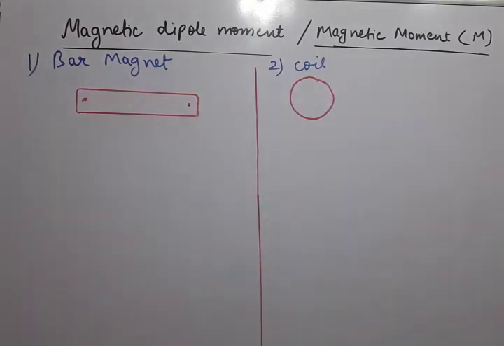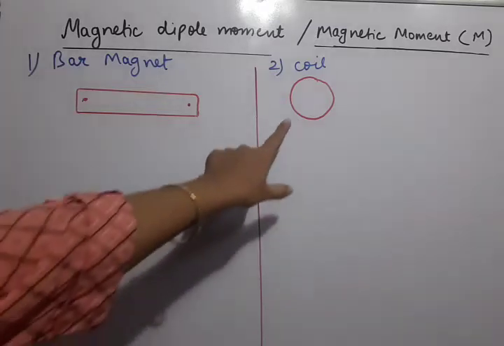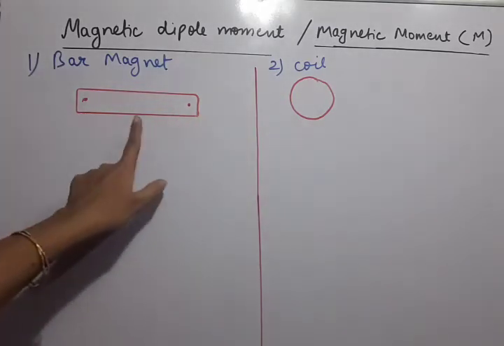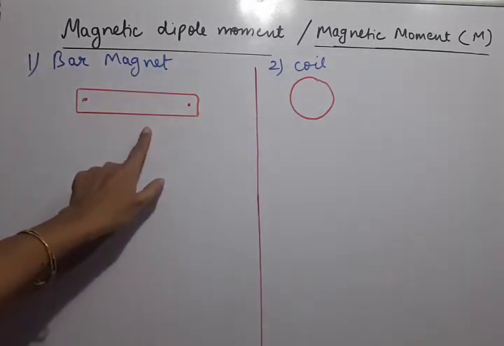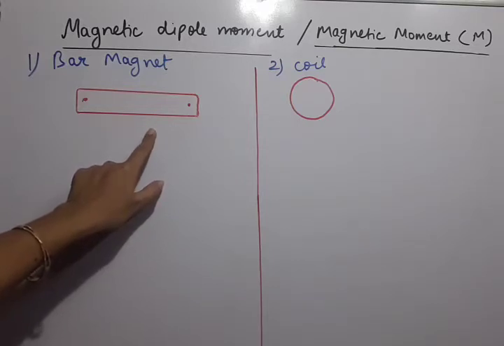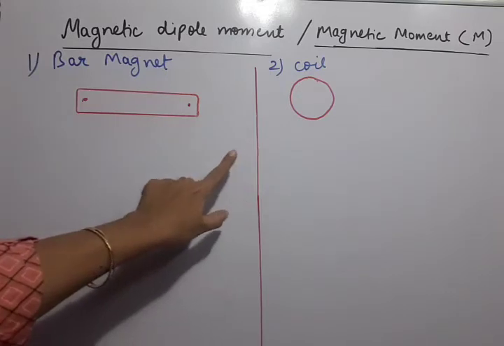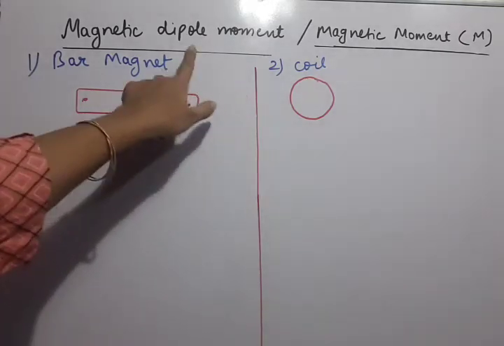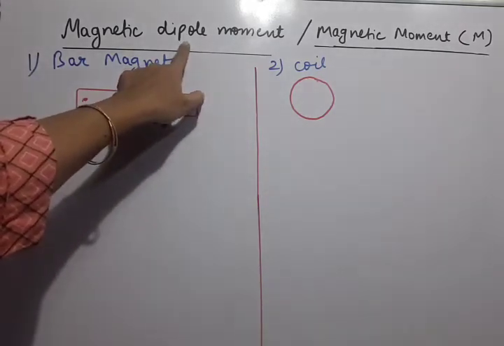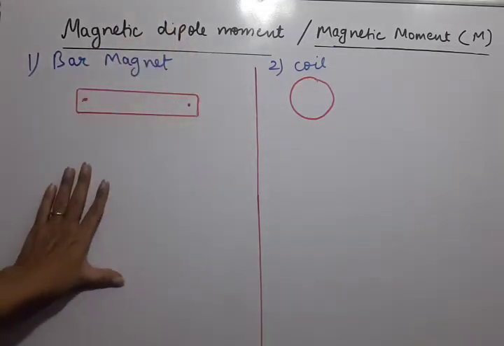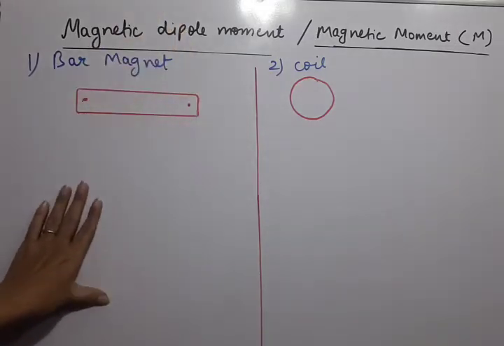Why two devices? Because in magnetism there are two sources. Current can produce a magnetic field, and a magnet itself can also produce a magnetic field. So let us discuss the two devices one by one and understand what their dipole moment is. First of all, I'll take the bar magnet concept.